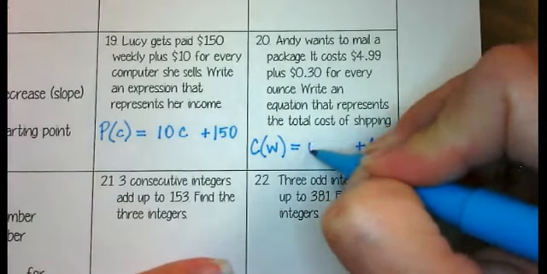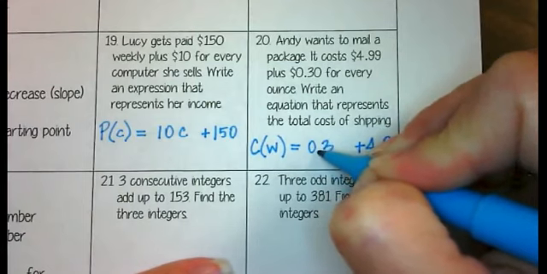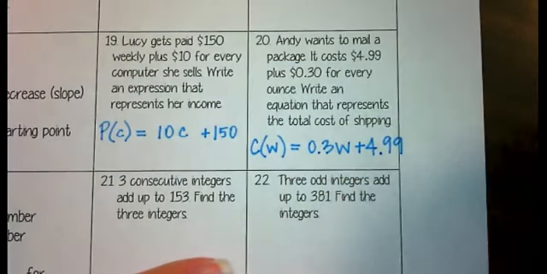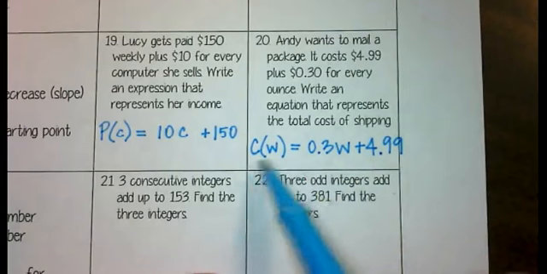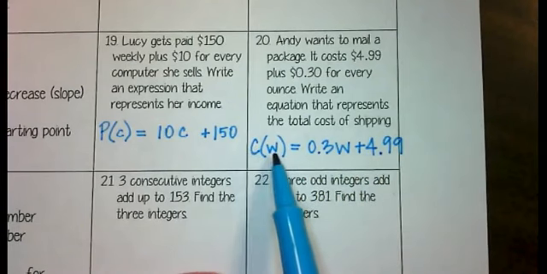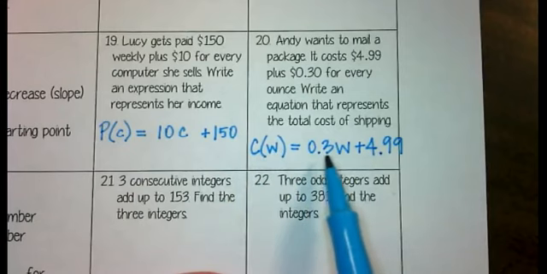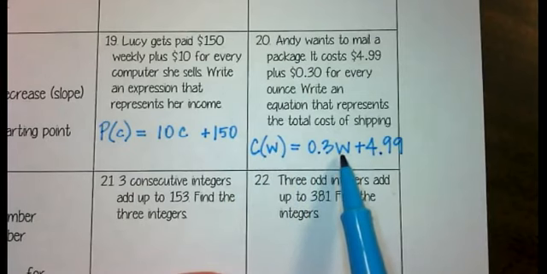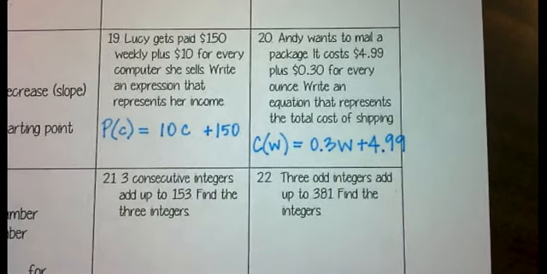But 30 cents for every ounce. So this equation now can be read that the cost of mailing the package is going to depend on the weight, and that it's going to be 30 cents for every ounce that the package weighs, plus $4.99, which could just be miscellaneous charges. Wherever he's mailing it, it could be the cost of the box, the packaging.